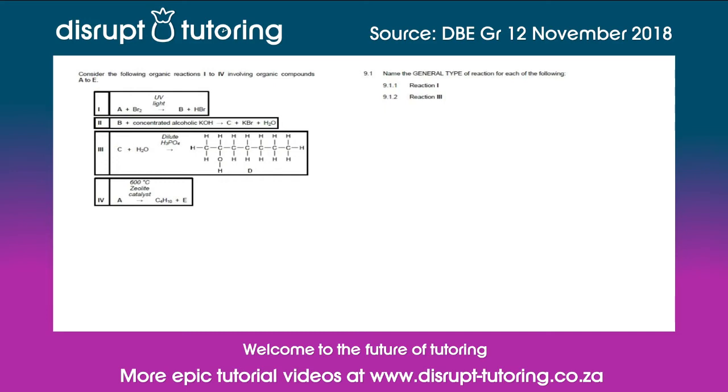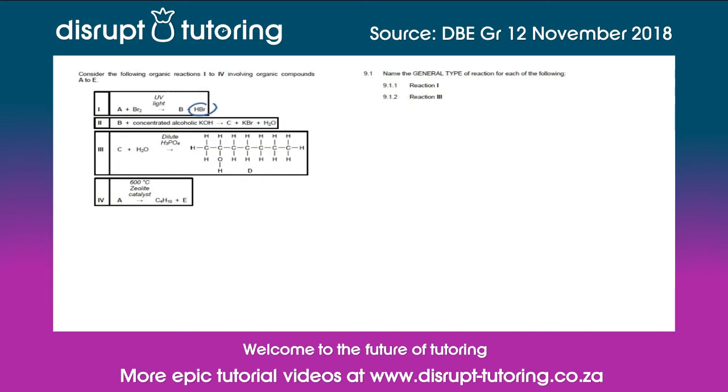So the first question asks us to name the general type of reaction for reaction 1 and reaction 3. So first we need to determine what substances are reacting, and then we can determine the kind of reaction that's taking place. So let's take a look at the first one. An organic molecule A reacts with bromine in the presence of UV light to produce another organic molecule B and hydrogen bromide. Looking at the difference between the reactants and the products, we can see that we go from 2 bromine atoms to a bromine atom and a hydrogen atom in the hydrogen bromide.